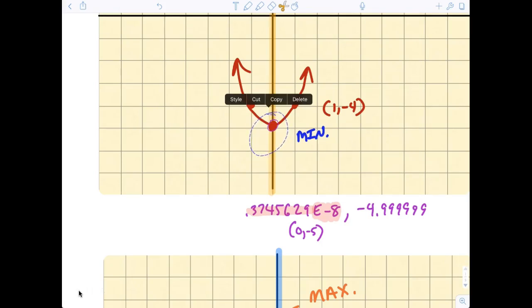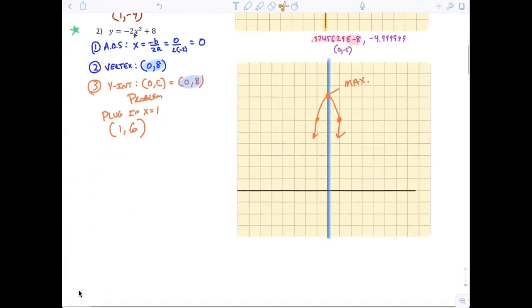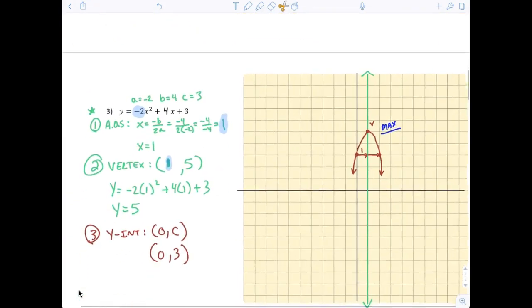Anything e to the negative... E, that's what I said. E to a negative number is what? 0. That's how I want you to think about it. All right, that's it. E to the negative number is going to be 0.